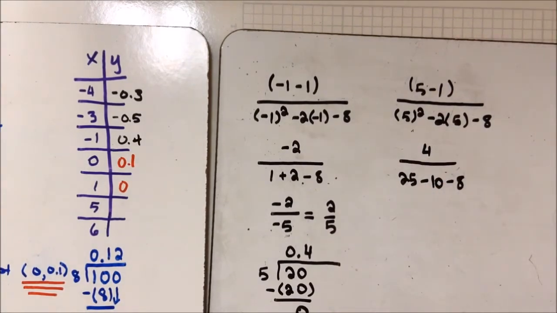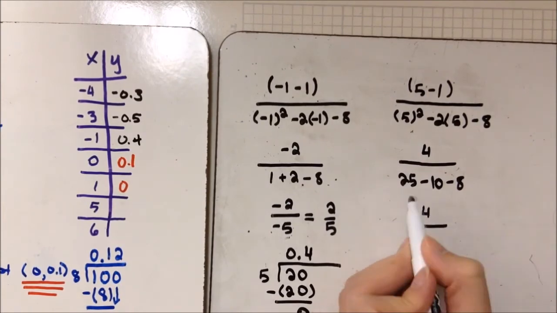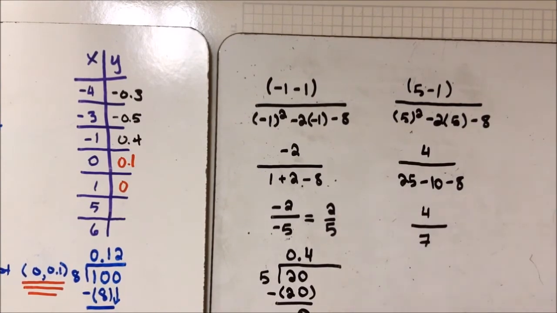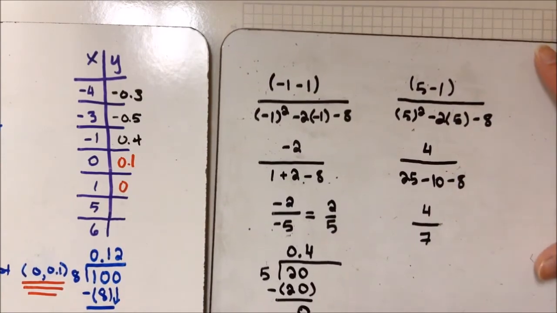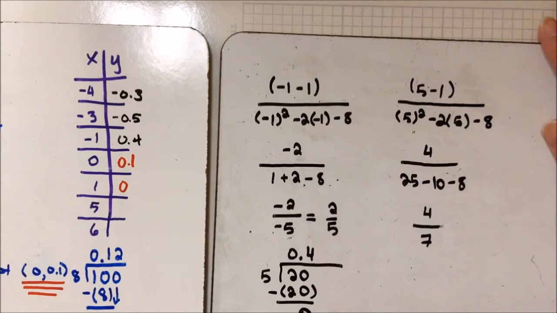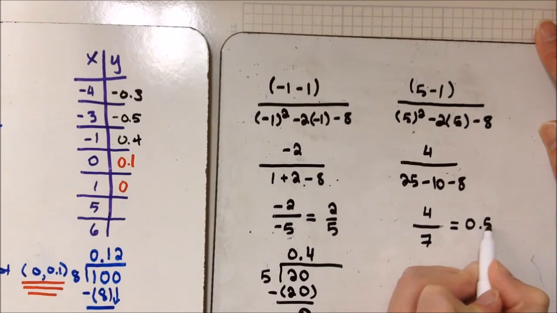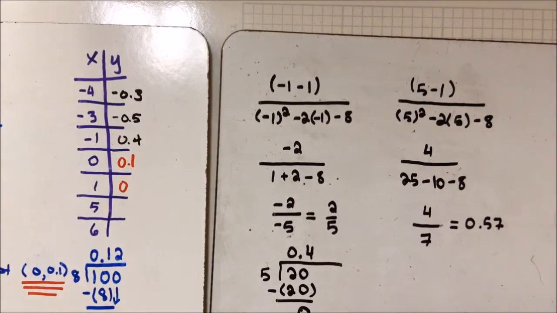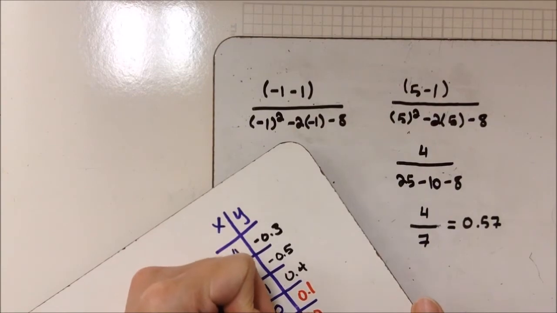Alright, so we have 4 on the top, 25 minus 10, that's 15, and then 15 minus 8 is just 7. Now, we just did this earlier. We had a negative 4 over 7. So, and it's positive, it's going to be the same number but opposite sign. So earlier we did the long division and we got 0.57. But for graphing wise, we're going to use 0.5. So here, for 5, we're going to use 0.5.